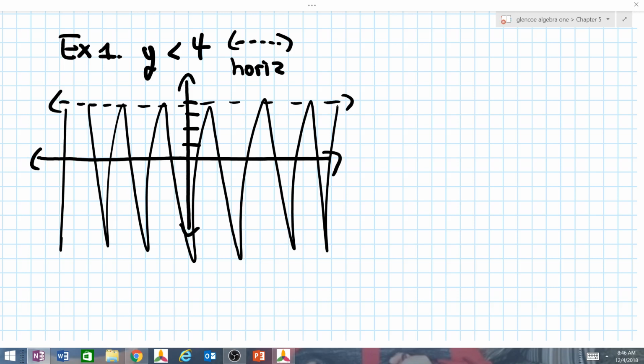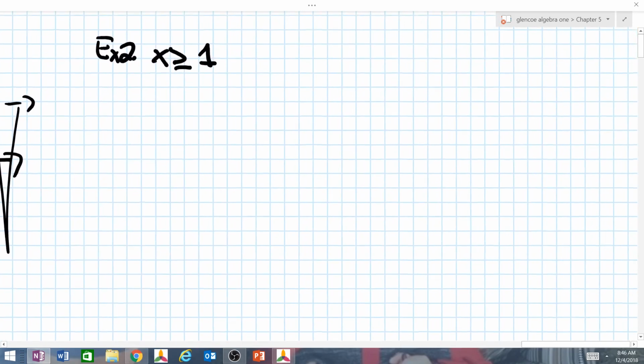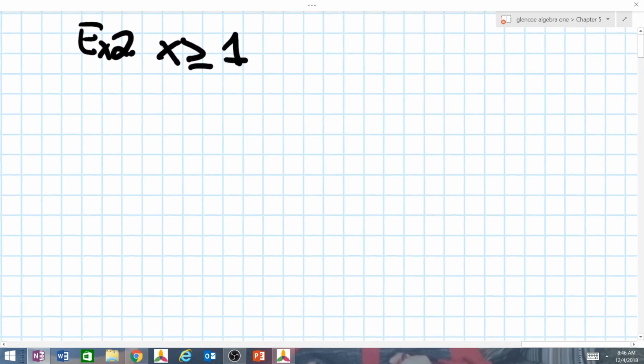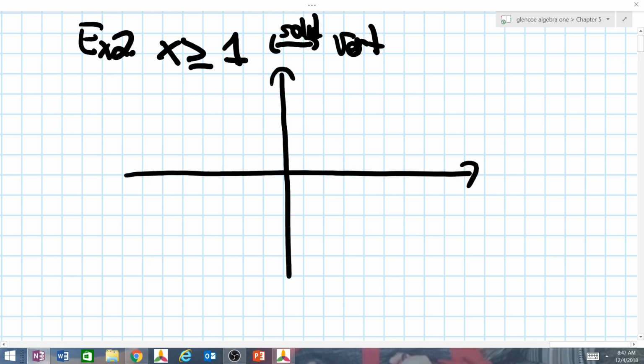Okay, example number 2. Example 2 is x is greater than or equal to 1. So tell me what kind of line it is, solid or dotted. This is an exception to the rule. It's a solid line. Is it horizontal or vertical? Vertical. So I'm going to graph x is greater than or equal to 1.